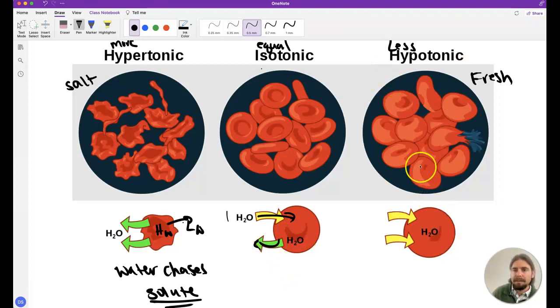And then finally, when the cell is more salty than the solution, we'll see that water from the solution will travel into the cell in order to establish equilibrium, and that can actually cause cells to burst, especially if there's no cell wall to maintain rigidity.